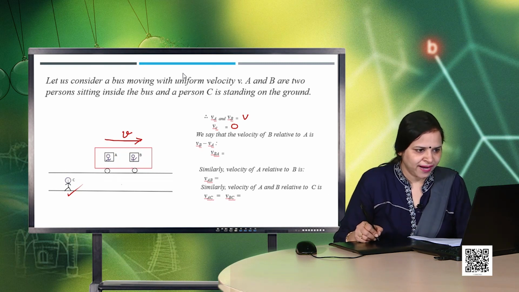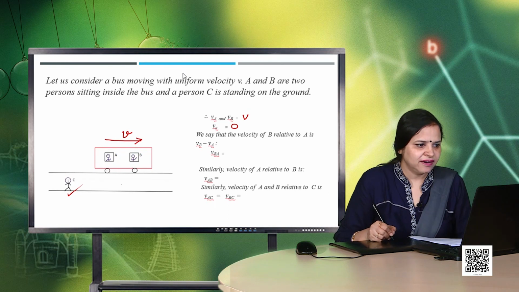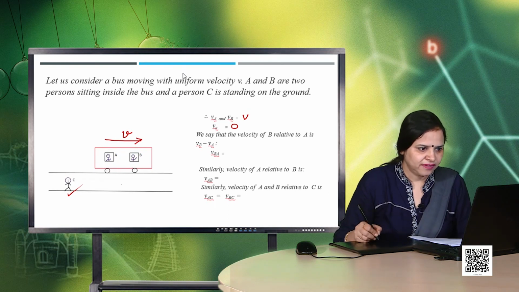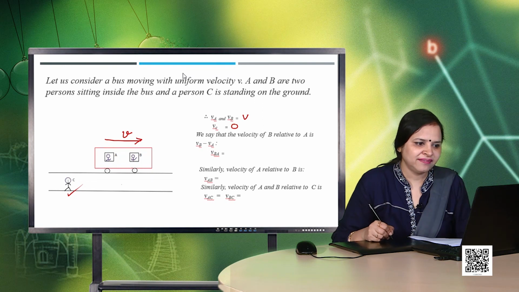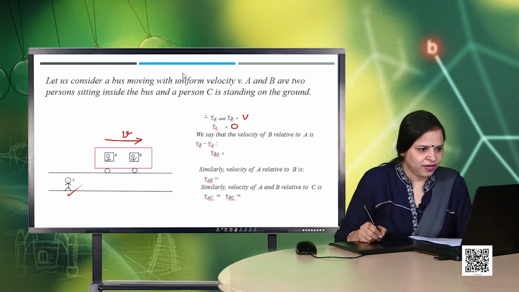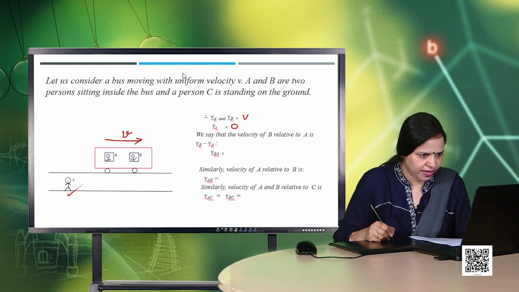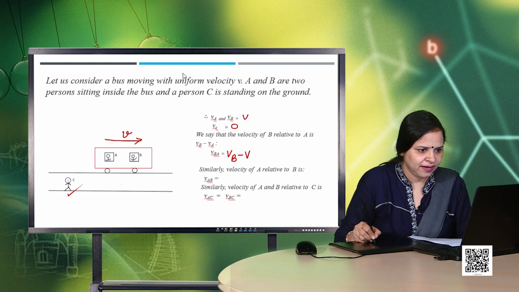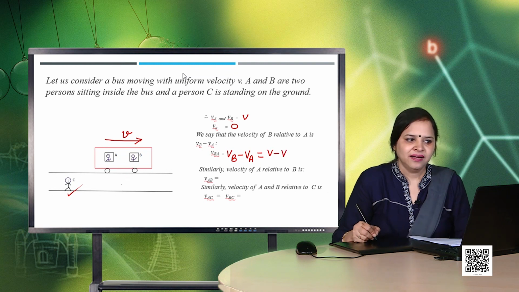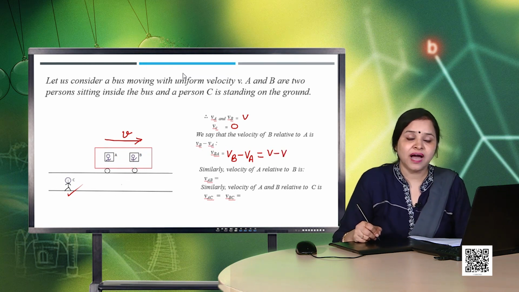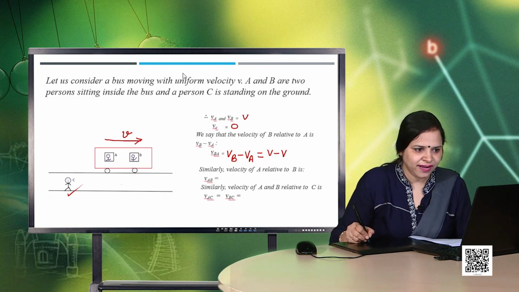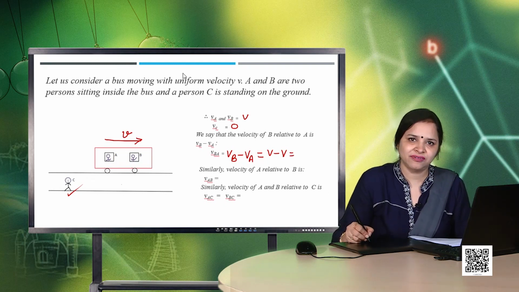Now, suppose we need to find out the velocity of B relative to A. Since they both have the same velocity, VB minus VA, that is the relative velocity of B relative to A, will be equal to V minus V, since both are moving in the same bus, both are sitting in the same bus. So that is why they both are moving with the same velocity, that of the bus.